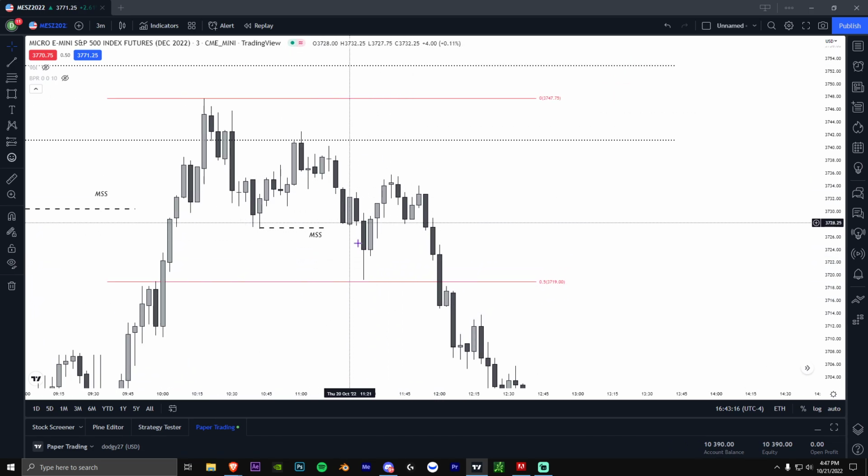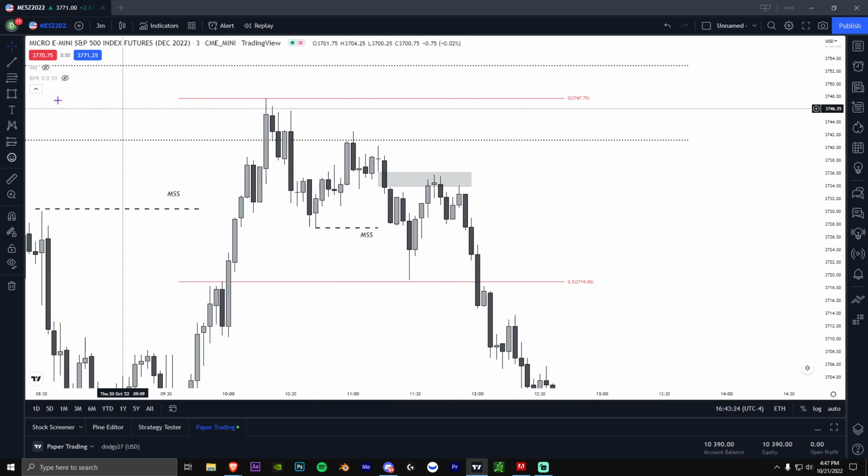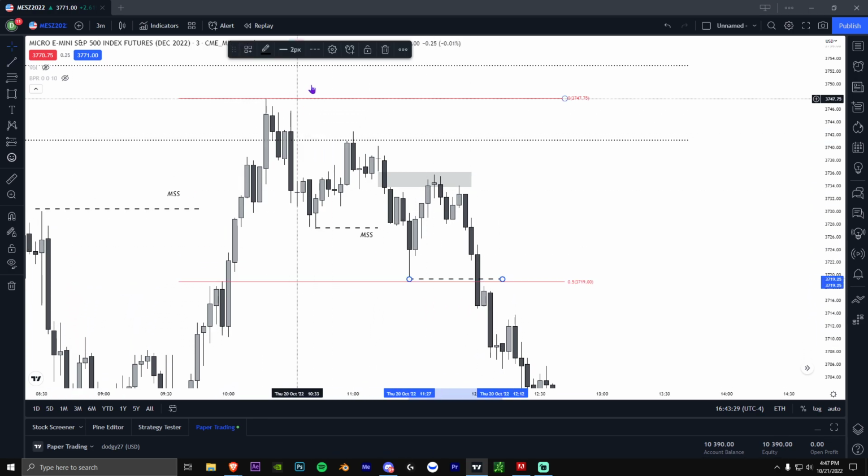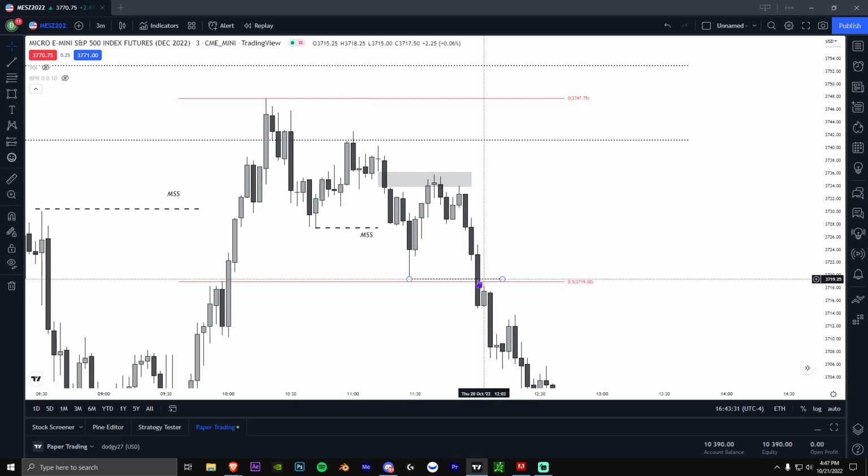And so when we have the market structure shift, we haven't hit discount yet, you look for a fair value gap. And in this situation, here's your fair value gap. And your target is the 50% fib or sell side. So this would be sell side. And again, this is where you're going to sell.